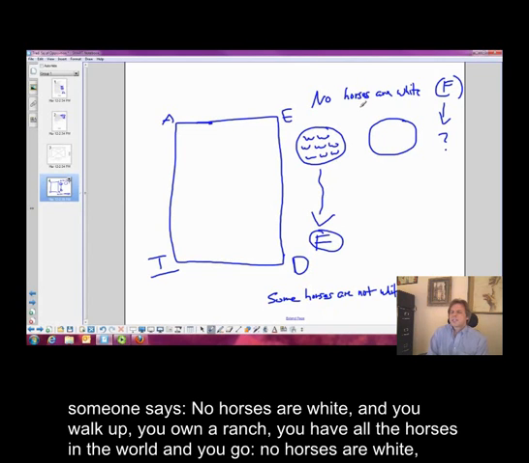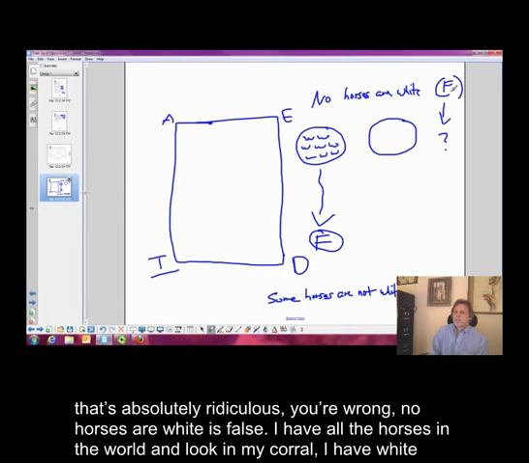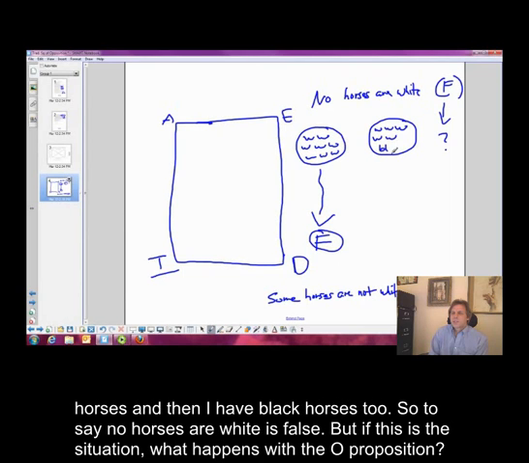What if someone says, no horses are white, and you walk up, you own a ranch, you have all the horses in the world, and you go, no horses are white, that's absolutely ridiculous. You're wrong. No horses are white is false. I have all the horses in the world, and look in my corral. I have white horses, and then I have black horses too. So to say no horses are white is false. But if this is the situation, what happens with the O proposition?